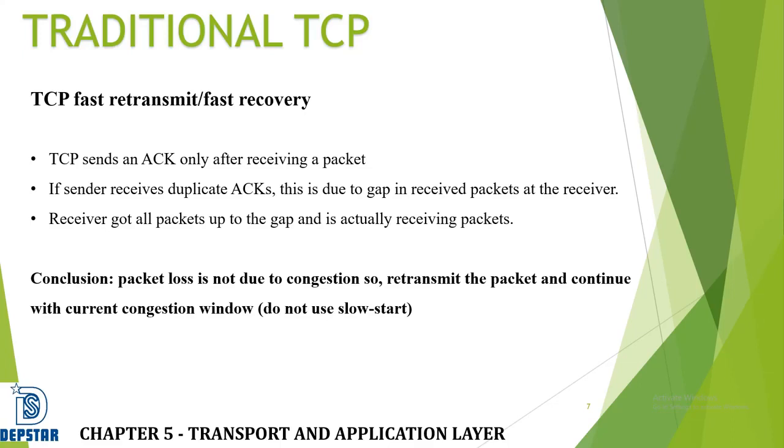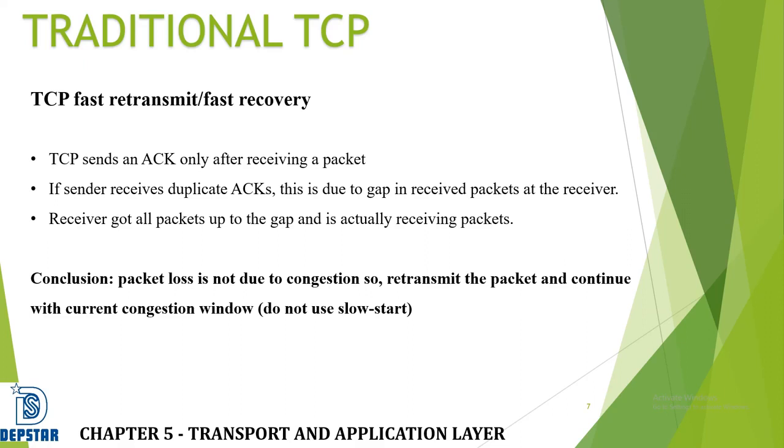Here TCP sends an acknowledgement after receiving a packet. If the sender receives continuous acknowledgements of the same packet from the receiver, the gap in the packet stream can't always be due to congestion, but it can also be due to a transmission error. So the sender sends the accused packet again, and this is known as fast retransmit.